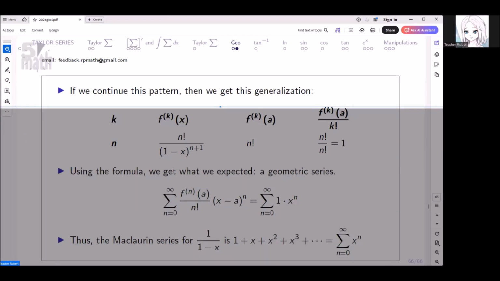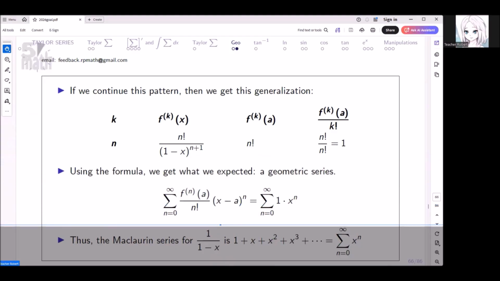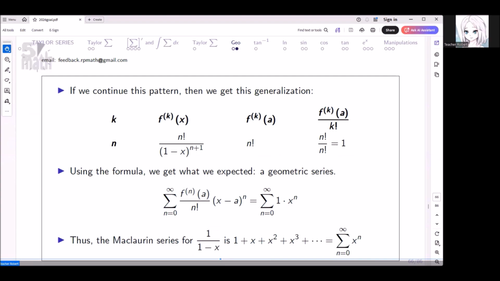If we continue this pattern, we get this generalization. We get the following. Using the formula, we get what we expected, a geometric series, here. Thus, the Maclaurin series for 1 over 1 minus x is this.